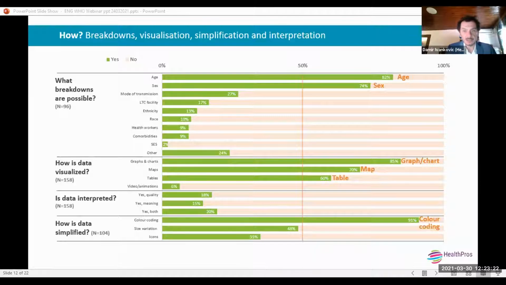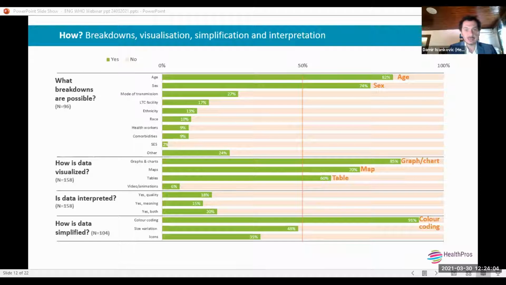Under how, we also looked at how the data was visualized and what kind of visual aids were used, and we see these were mostly graphs, charts, followed by maps and of course tables, and this was relatively prevalent in these dashboards. Then we looked at, is the data interpreted? By interpretation, we looked at interpretation of quality of data, interpretation of the meaning of data. By quality, we were looking at whether potential differences in numbers or figures were explained, or the issues of data availability or reliability, whether these were stated or disclaimed on the dashboard.